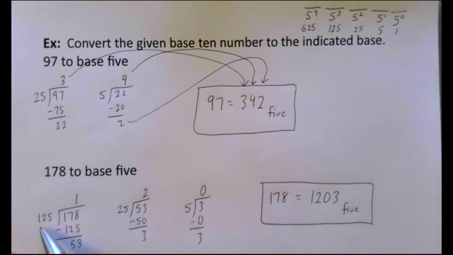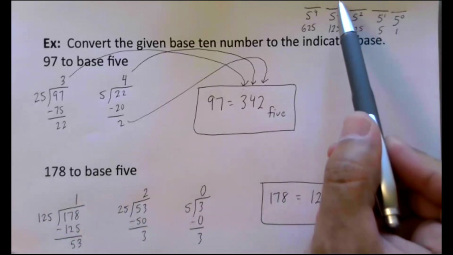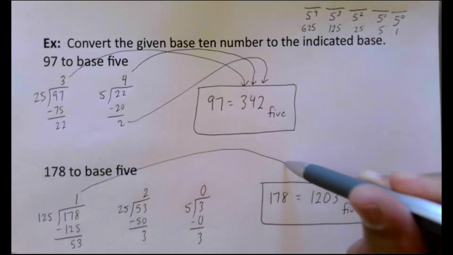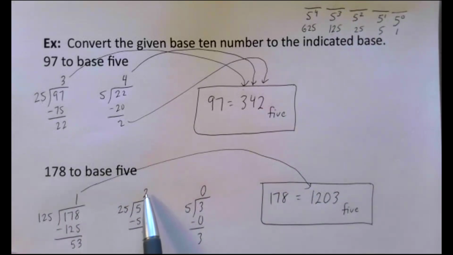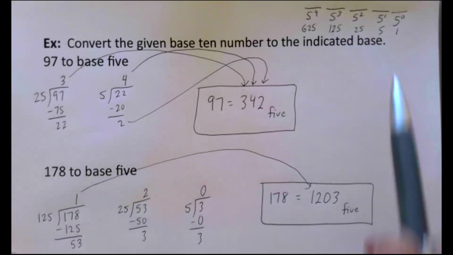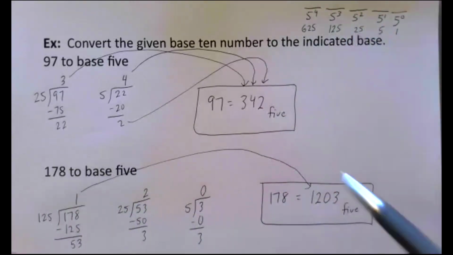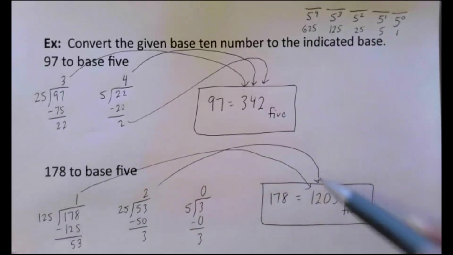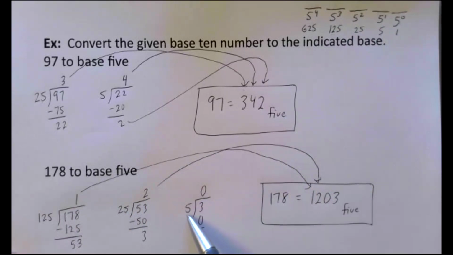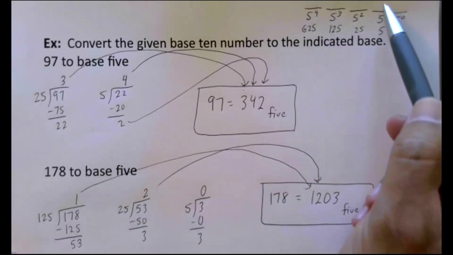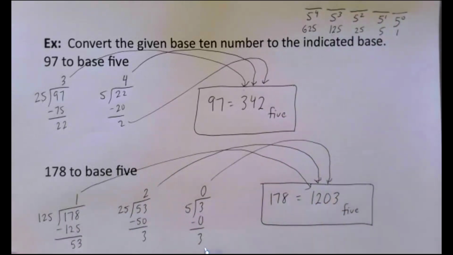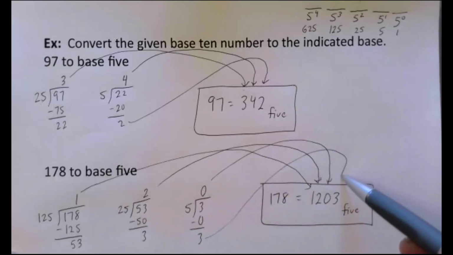Again, the 1 came from when we divided by 125. That's why there ended up being a 1 in the 125's position. The 2 came from when we divided by 25. That's why there ends up being a 2 in the 25's position. The 0 came when we divided by 5. There's a 0 in the 5's position. And finally, that last remainder always becomes your 1's position, right?